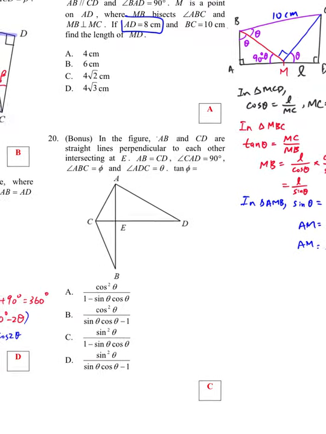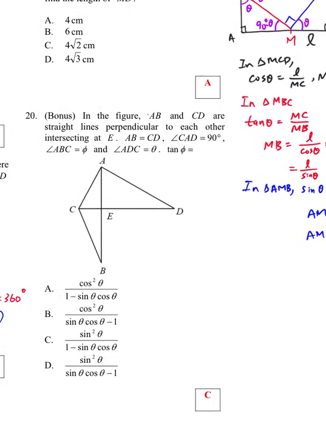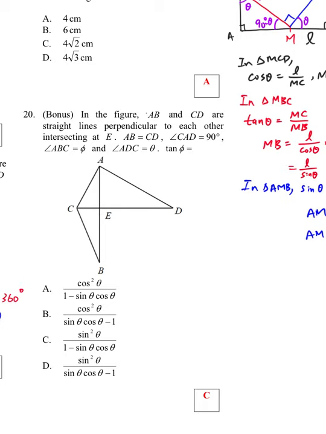So really the last question, question 20. You have to label some of the angles first. So let's do this one by one. This is phi, this is theta. You have this to be 90 degrees, this to be 90 degrees, and this to be 90 degrees too. So our target is to express tangent phi in terms of theta. And we have an important fact that AB equals CD.